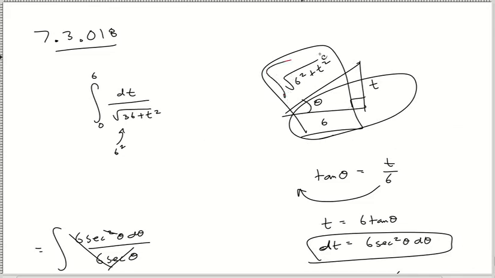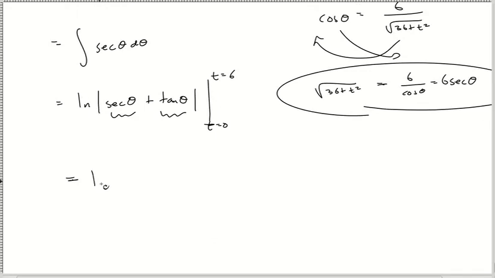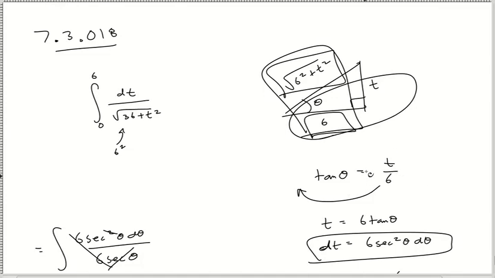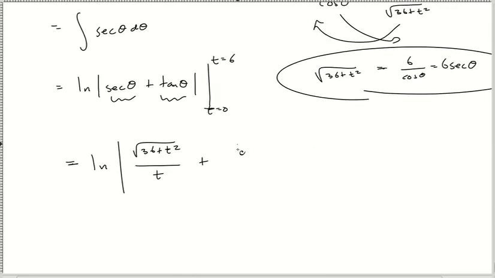Secant is hypotenuse over adjacent. And so I'm going to literally plug that in. It was the square root of 36 plus t squared, all over 6. And then tangent, going back up, I already have tangent right there, but tangent is opposite over adjacent. It's t over 6.